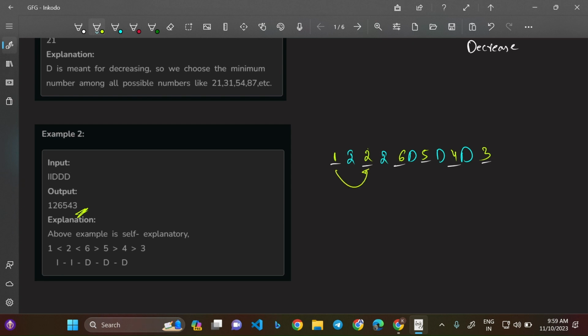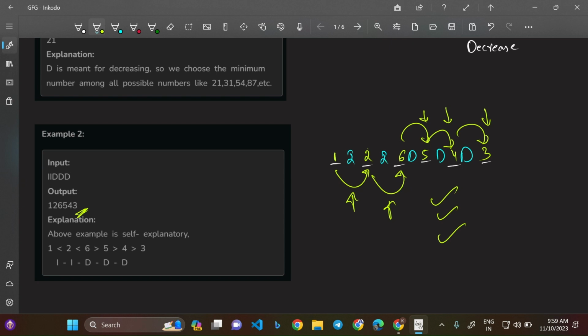From 1 to 2 there is an increase, from 2 to 6 there is an increase, from 6 to 5 there is a decrease, from 5 to 4 there is a decrease, from 4 to 3 there is a decrease. All right, so the pattern is being followed, and the uniqueness is also being maintained. Also this is the minimum most value. All three conditions are being followed.